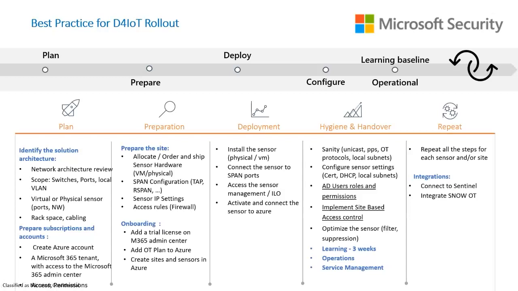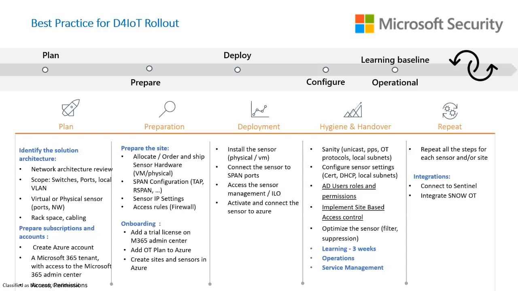Configuration of the SPAN, configuration of the TAP, creating the firewall rules for access to the sensor as well as to Azure, allowing for cloud connection, making the necessary changes. And also at this point is when the customer would get ready to onboard the Defender for IoT solution on Azure as well as M365 for adding the plan and creating their license, creating subscriptions, accounts, etc.